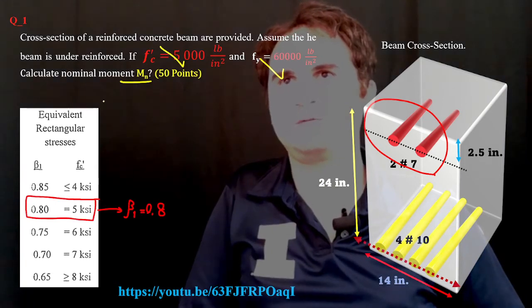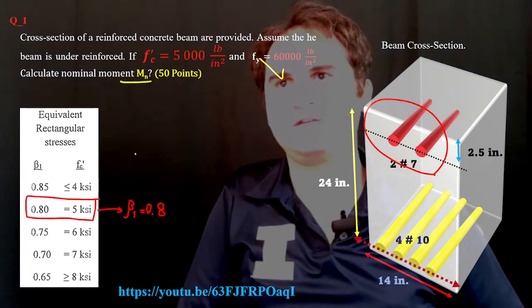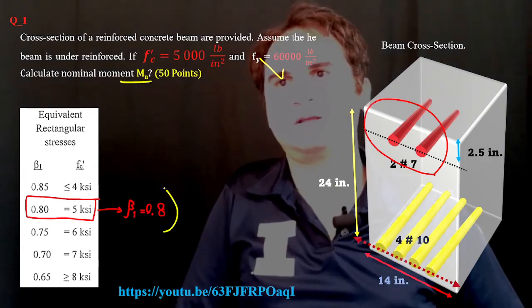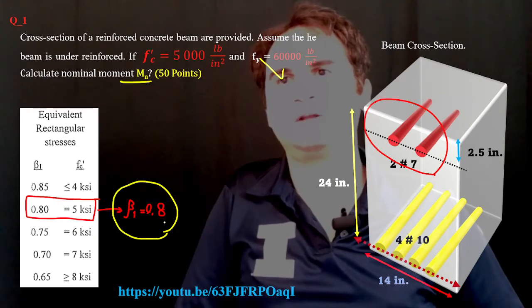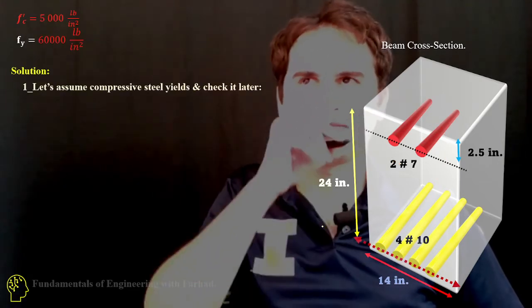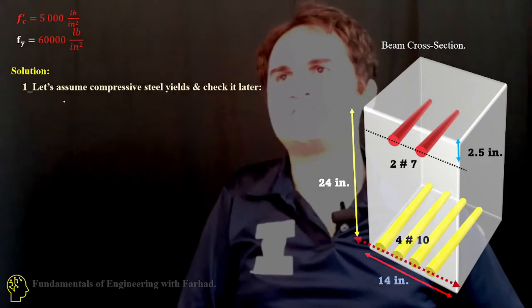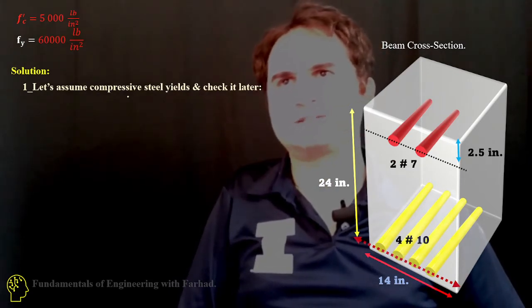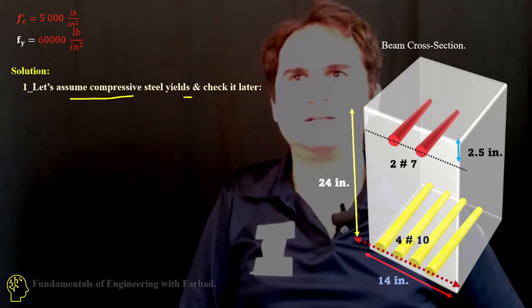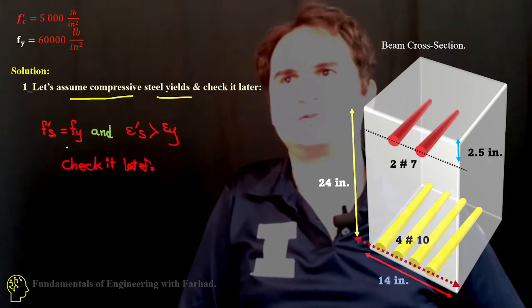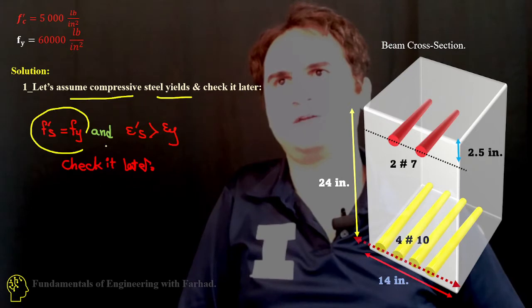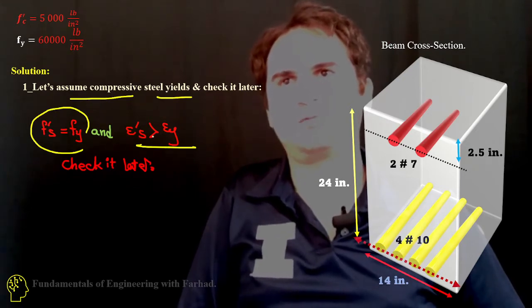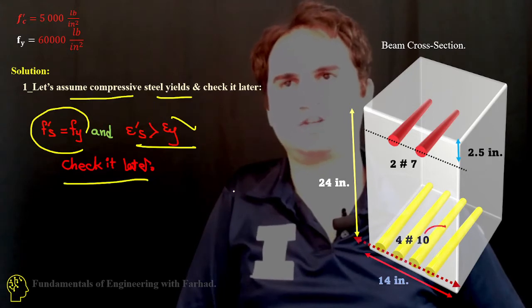So first of all, because f prime c is 5,000, jump to the table and read out beta 1. Then let's assume the compressive steel is yielding and then check it. So f prime s should be equal to fy, or epsilon prime s should be at least equal to or bigger than epsilon y, and then check it.